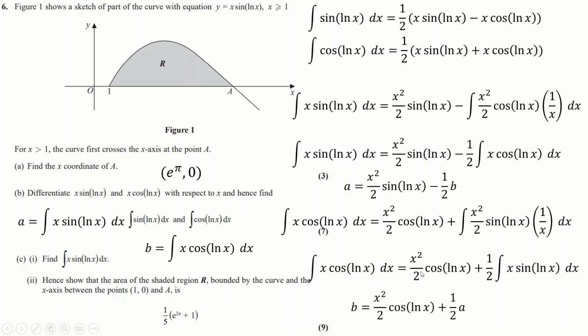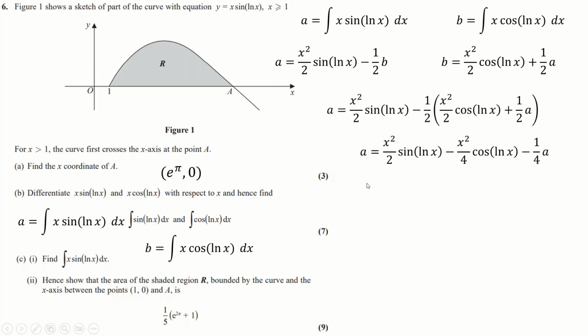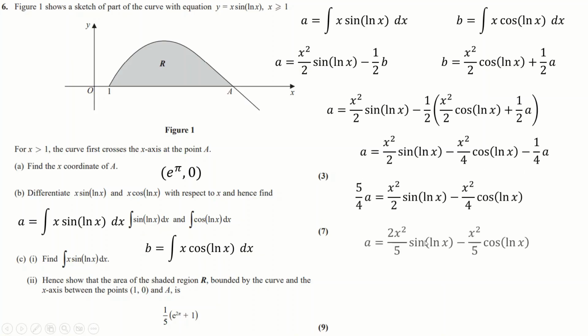And I think I could just rearrange these for, well, I'm looking for this one, which is a, right? So if I just shove this expression for b into there, which is what I've just done there, I can expand out. I can add a quarter a to both sides. I can times by 4, divide by 5, and I'll end up with an expression for a, which is the integral of x sine log of x. I don't need b because it didn't actually ask me to get that.